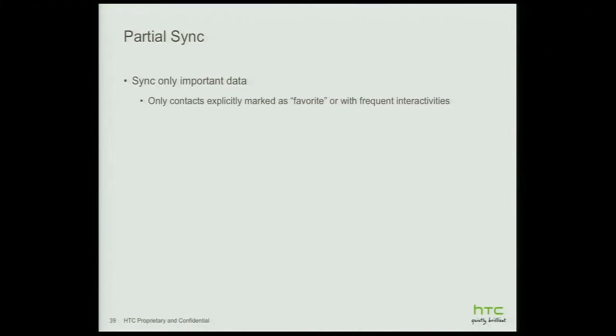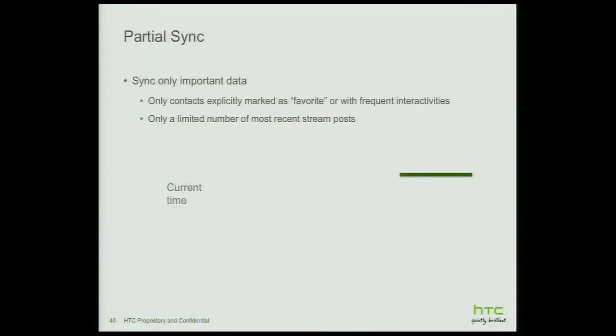The second approach is to not sync everything. You only want to sync important data. On HTC devices, we allow the user to mark explicitly who their favorite contacts are. We also have several ways to figure out who your most important contacts are. We check your activities with your friends and how often you actually interact with those users, and then we determine whether that's an important contact or not. So by syncing only a subset of contacts, you consume less content.